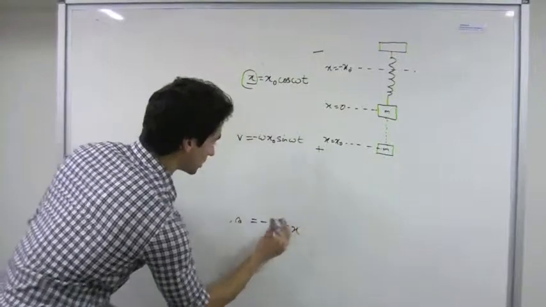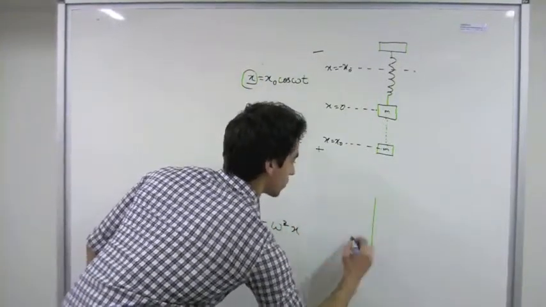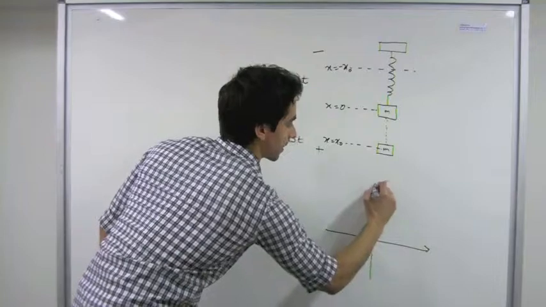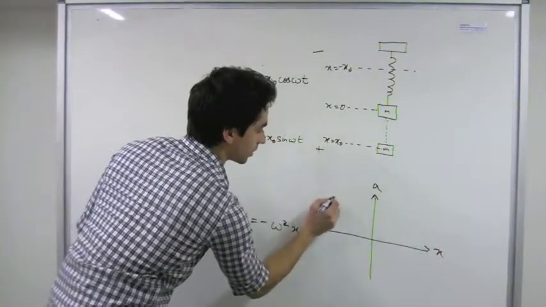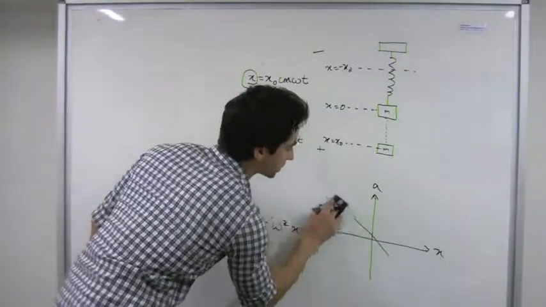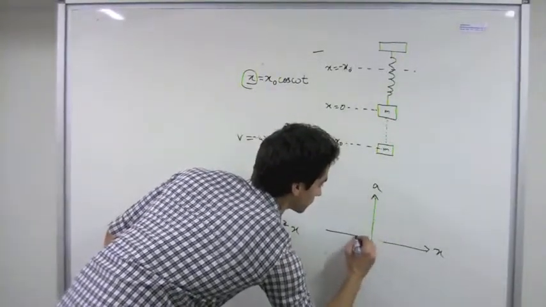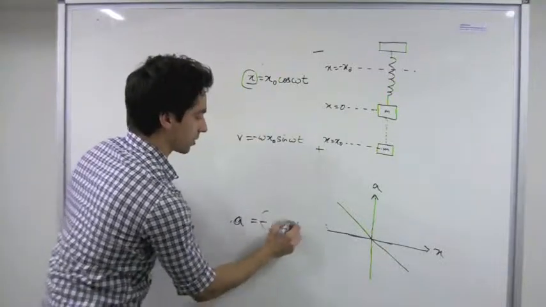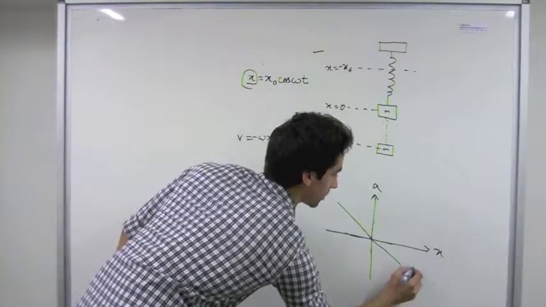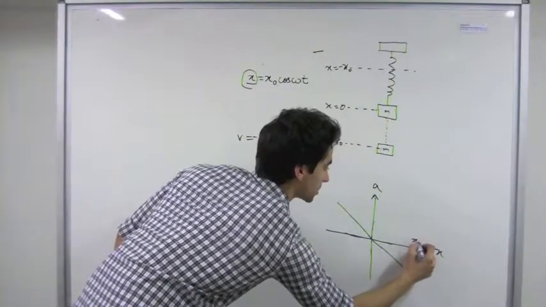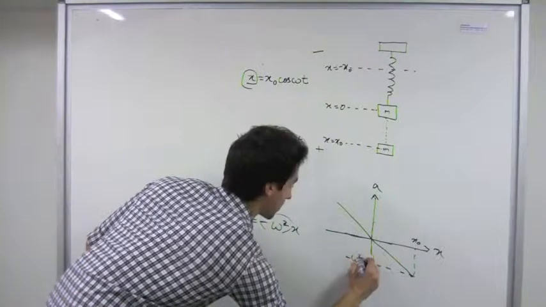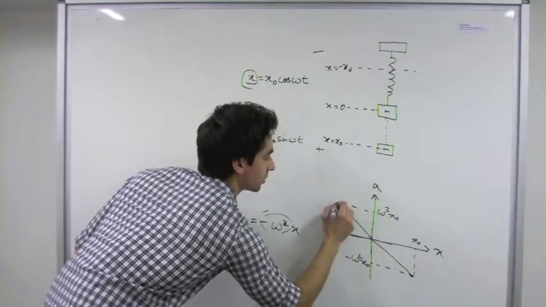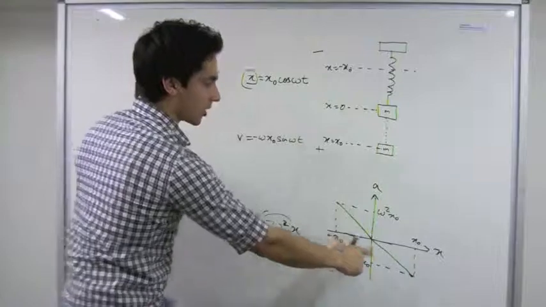So we have acceleration equals minus omega squared x. This shows that the acceleration is linearly varying with x. If we have to draw how acceleration varies with displacement, it would just be a straight line passing through the origin. And it would have a negative gradient of negative omega squared. This would be x naught. This would be negative omega squared x naught, and omega squared x naught and negative x naught. So this is how acceleration varies with displacement.